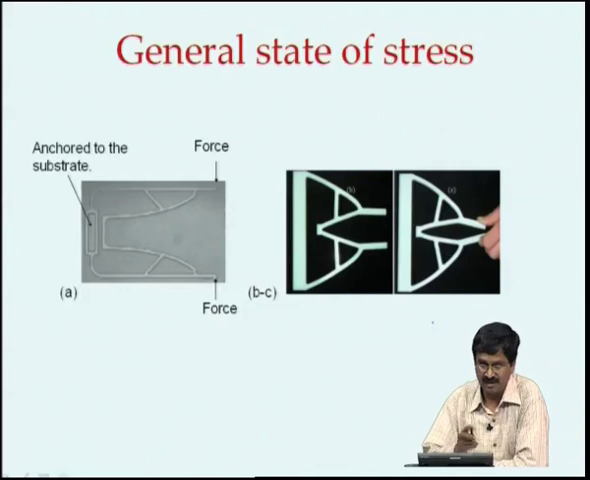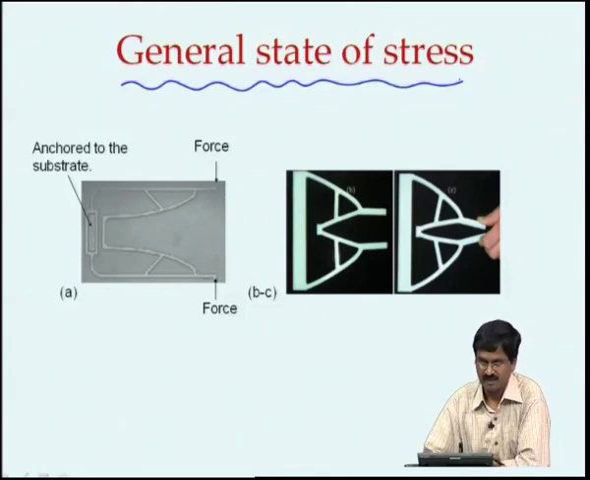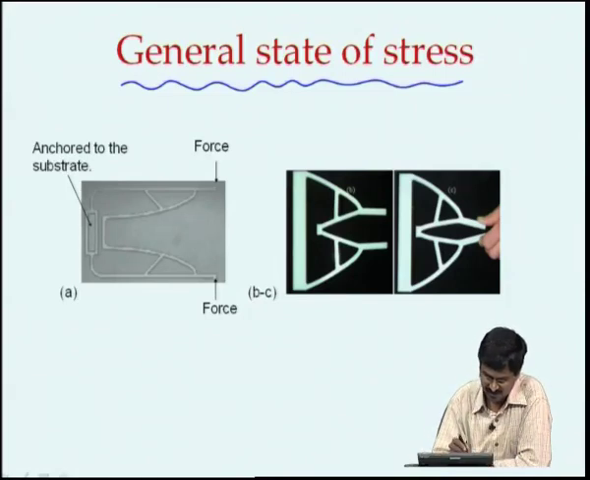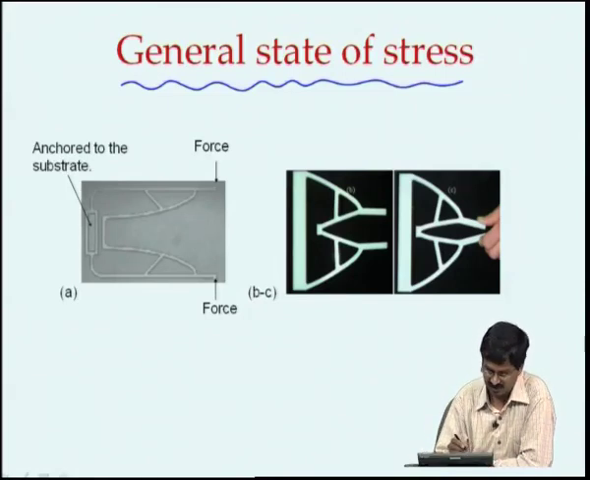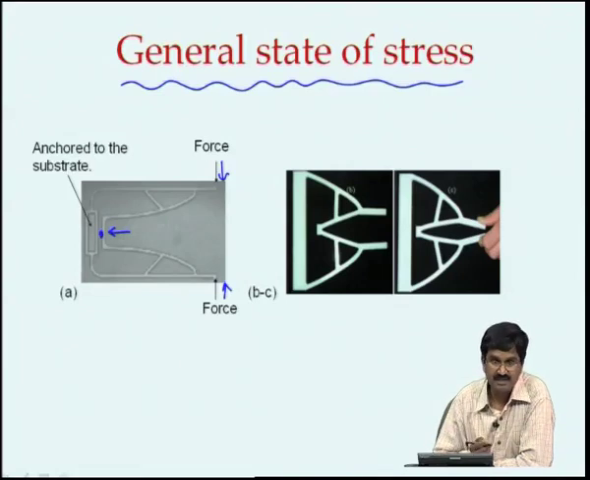Having discussed all of that, today we can make an attempt to consider a general state of stress. Instead of thinking about 3-dimensional bodies, let us look at only 2-dimensional bodies. A microsystem gripper is shown here. When I apply force here and here, this portion will move. If there is an object here, a biological cell for example, it can apply force on it.